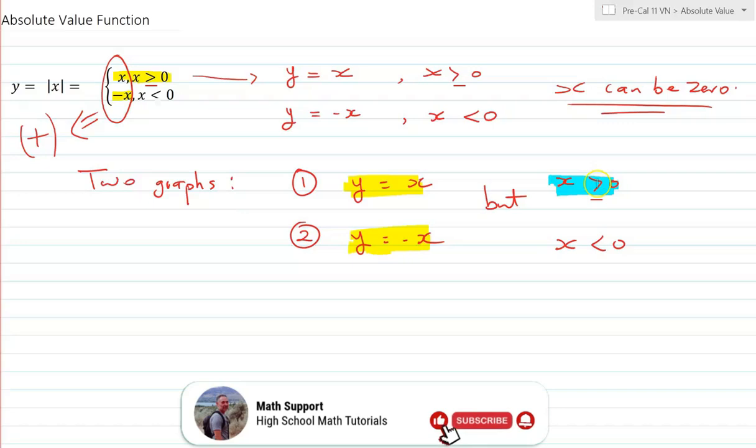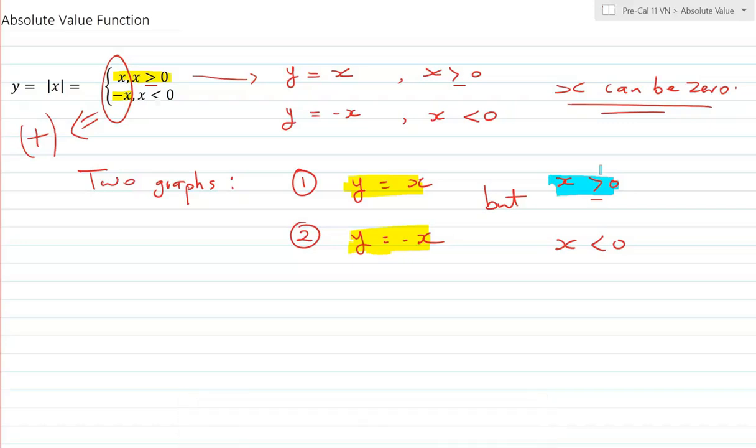If x is positive, then when you plug in positive values inside the absolute value, you're going to get a positive value back. Okay, so you do the same thing. And then the next restriction for the second line, y equals negative x, is x less than 0. So when we graph both of these, you can see what is happening, and then we have to discuss what it means. Remember that we are graphing y equals absolute value of x.